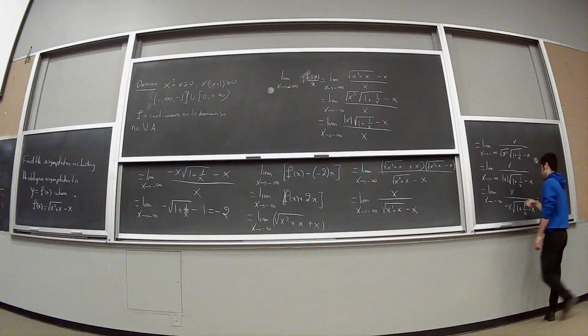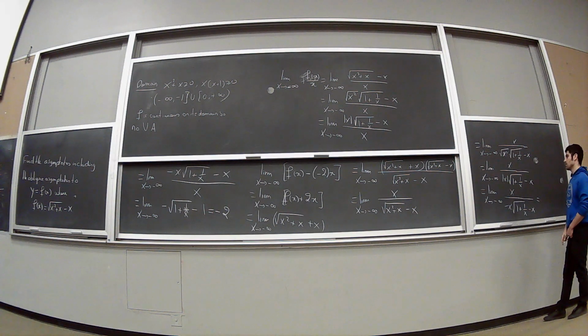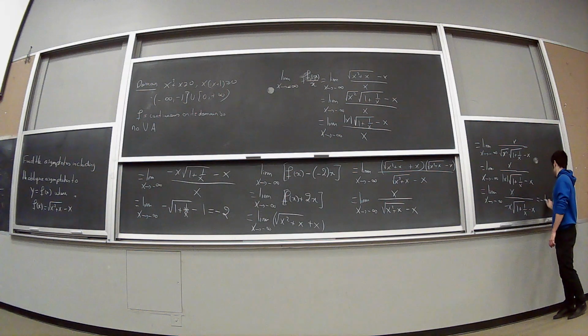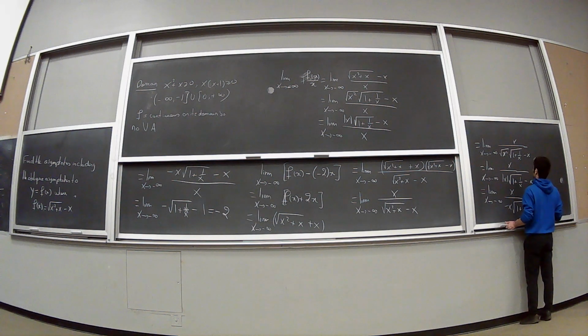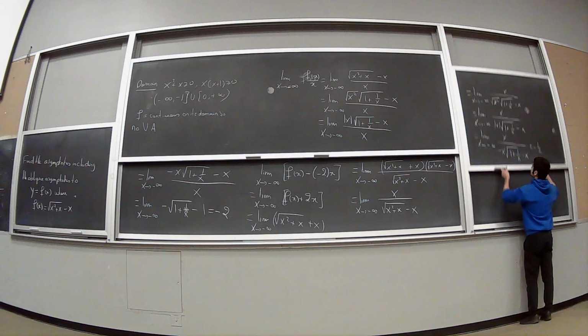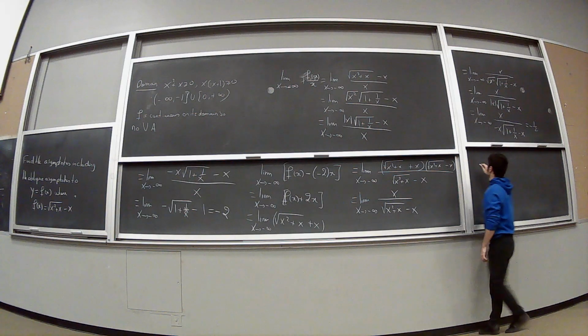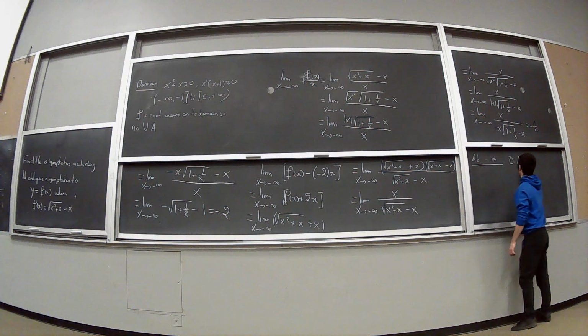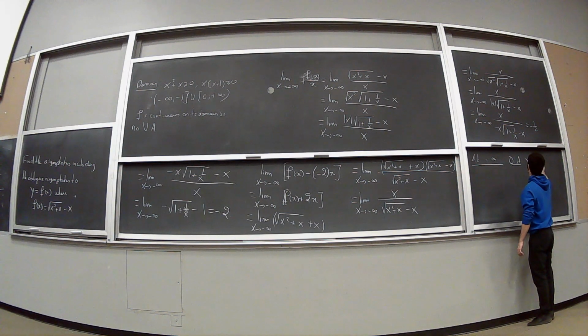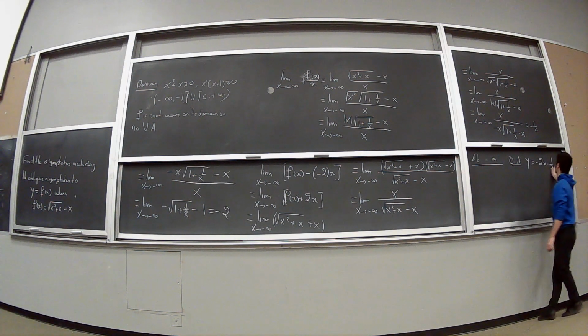And then you cancel. What do you get? You get minus 1/2, right? Yeah? Did we get this? So an oblique asymptote at minus infinity is minus 2x minus 1/2. I have an oblique asymptote: y is equal to minus 2x minus 1/2.